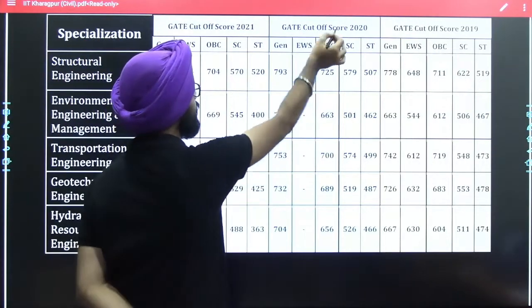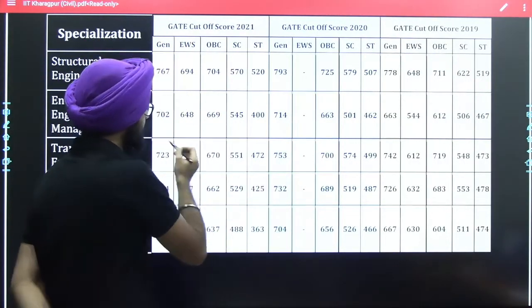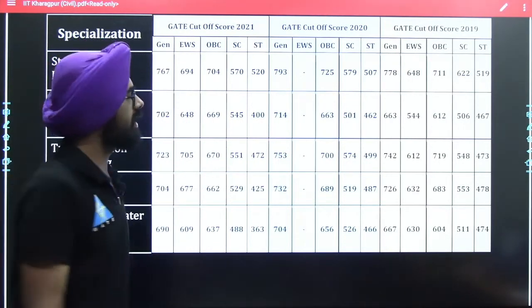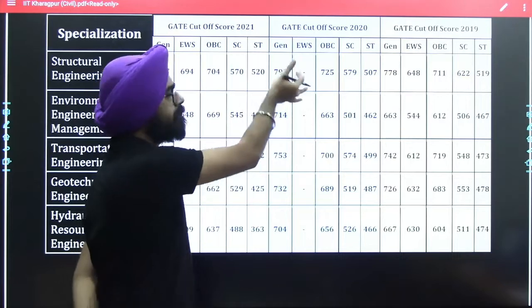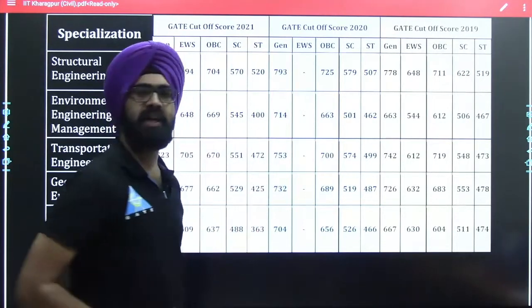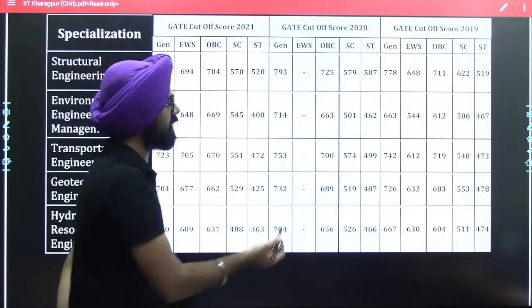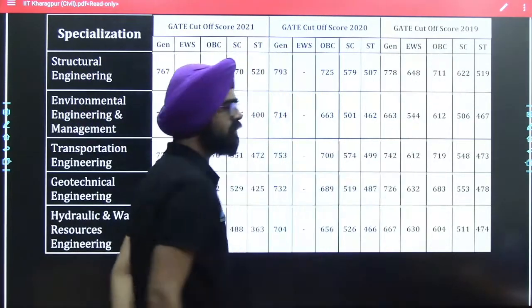Similarly, if I see GATE 2020, the cutoff is higher than GATE 2021. Why? Because the number of students was more in this year as compared to 2021. That is why the cutoff is high. 753 was the cutoff for the general category, and 742 was the cutoff for GATE 2019.